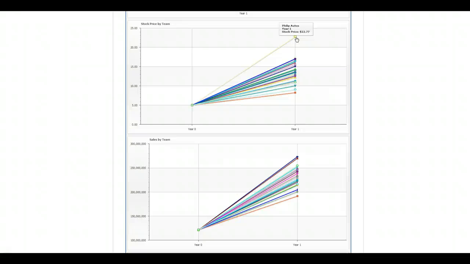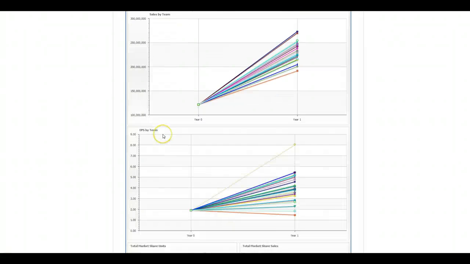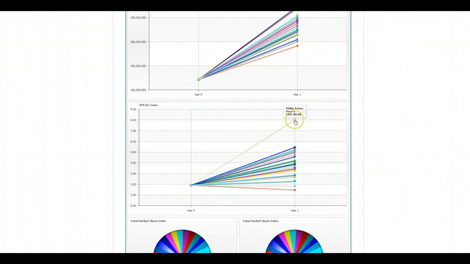Their corporate strategies should be short term and long term, with a focus on long term, to maximize shareholders' wealth and build a stronger company. Okay. And you can see here again earnings per share. Philips Autos had the highest earnings per share, and poor Professor Nugent had the lowest earnings per share.